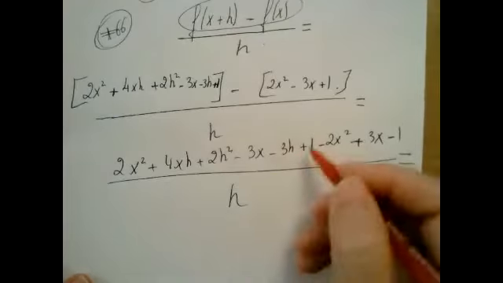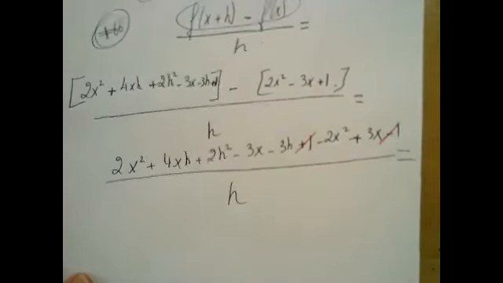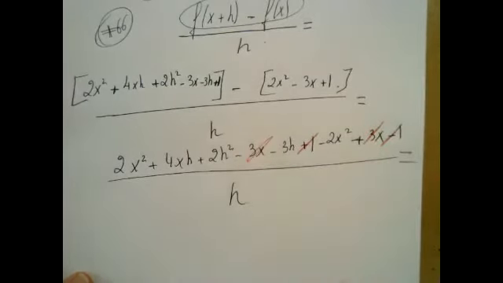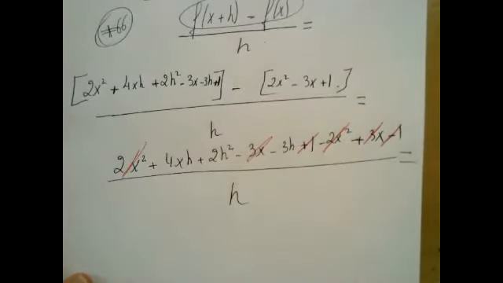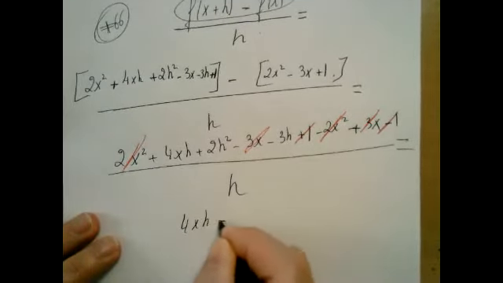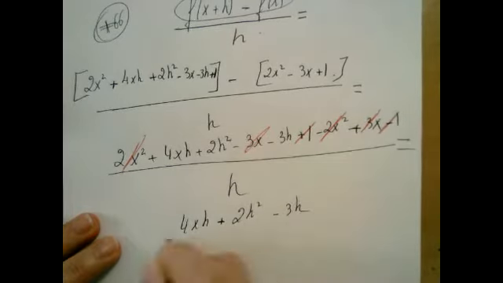Let us simplify. So we have a plus 1 here, and you have minus 1. They just basically simplify each other. I have a plus 3x minus 3x. Great, those are gone. Minus 2x squared plus 2x squared, they are gone. All right, and that's what I will be left with. I will be left with 4xh plus 2h squared. So it's a good exercise in dealing with the symbolism of a function.